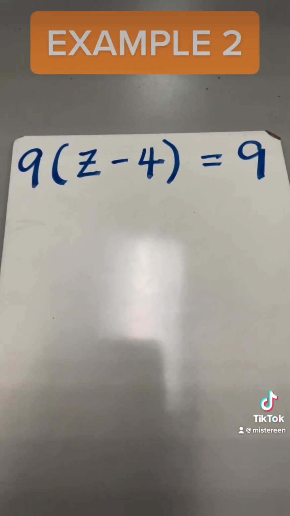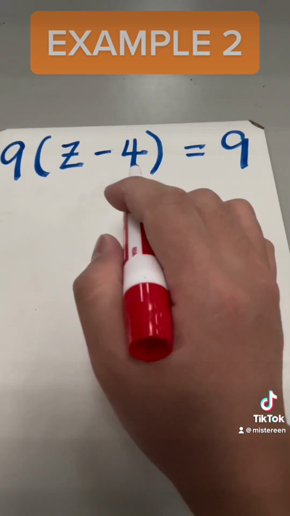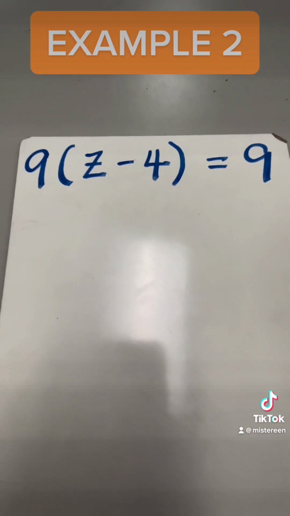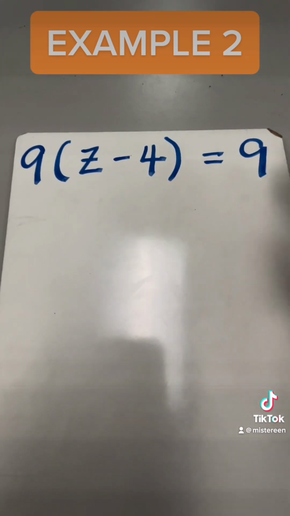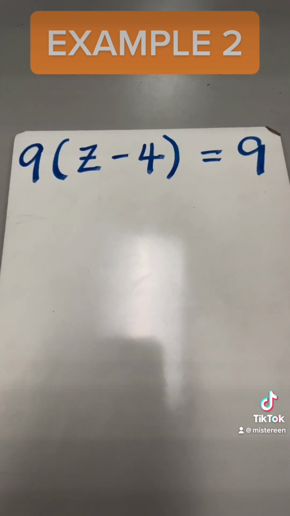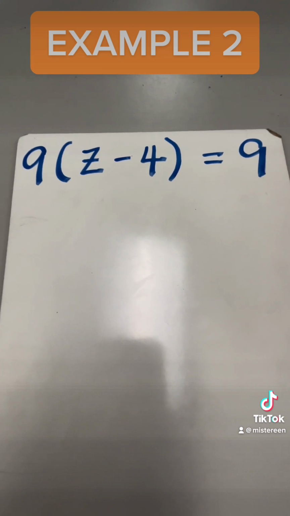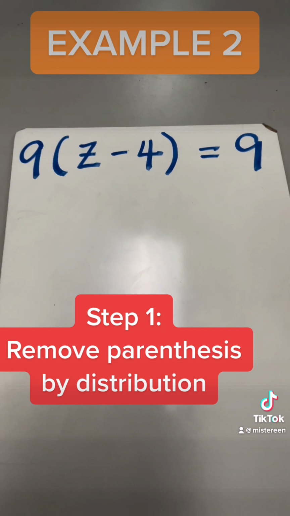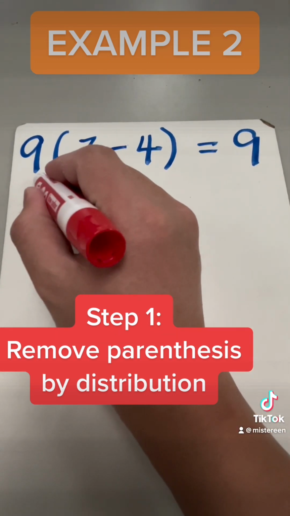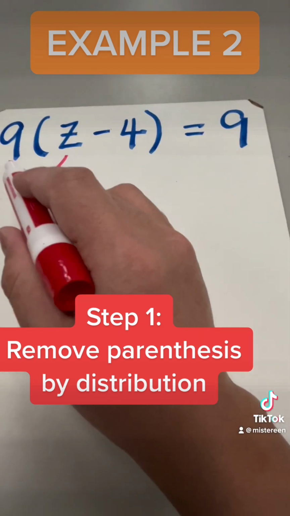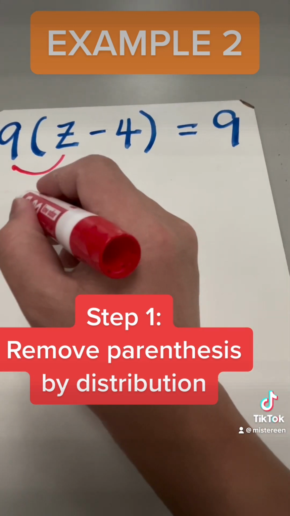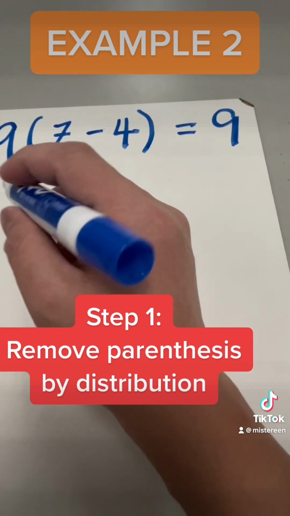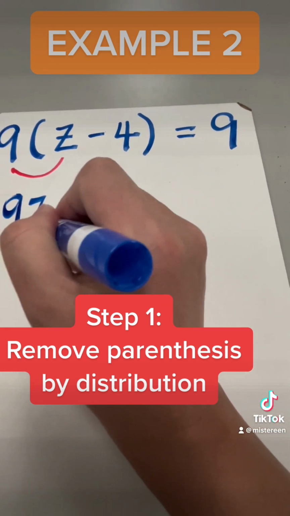So our next example is 9 times (z minus 4) equals 9. All right. So if you have a parenthesis, the first step that you need to do is to remove that parenthesis. Step 1 is to do the distribution. So we just pair each number here. The first pair will be 9 and z. 9 times z is just 9z. So that's just 9 and a z.